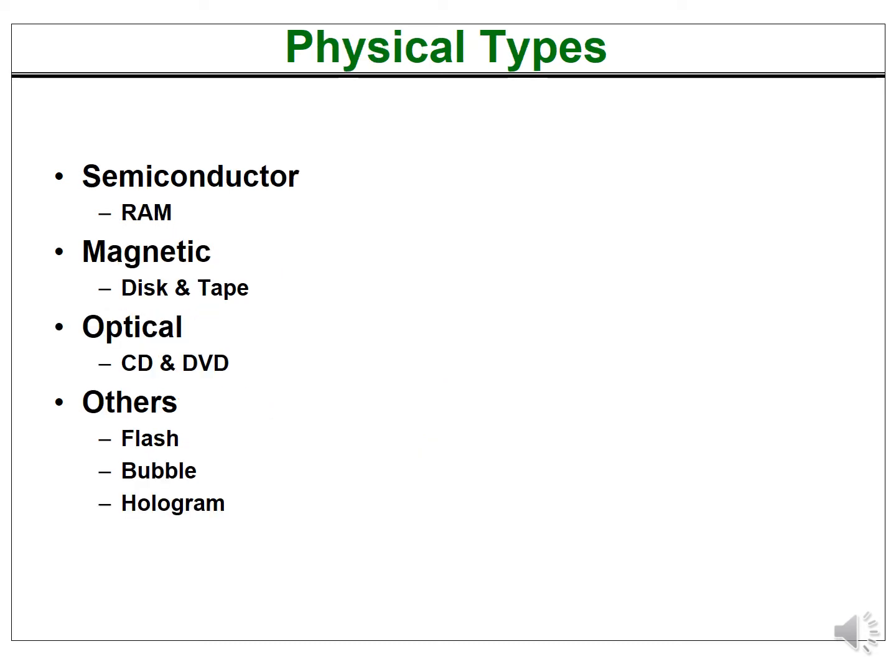Then the physical types of memory. We have semiconductor memory like RAM and ROM. We have magnetic memories like disk and tape. We have optical memories. We have other types of memories like flash memory, bubble memory, hologram memory. If you Google it, you will find that nowadays there are protein memories, DNA memories. There are a lot of memory types, right? So these are the physical types of memories. Not going into much detail of these.